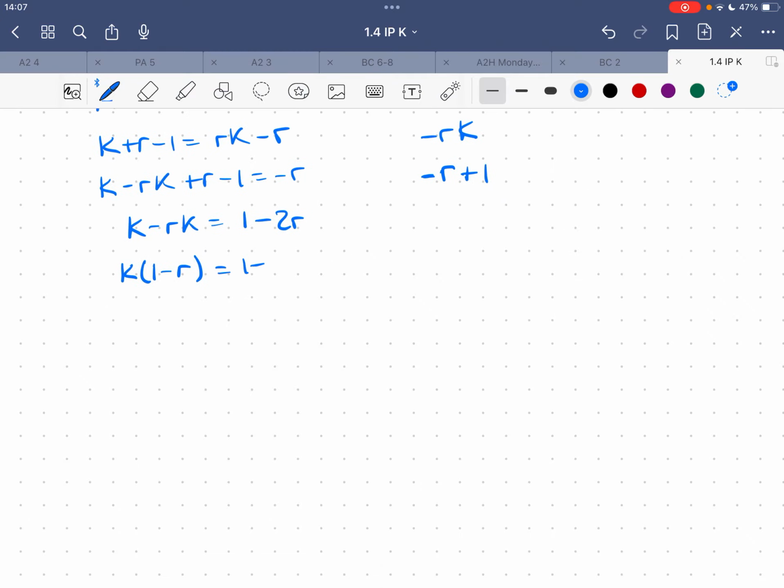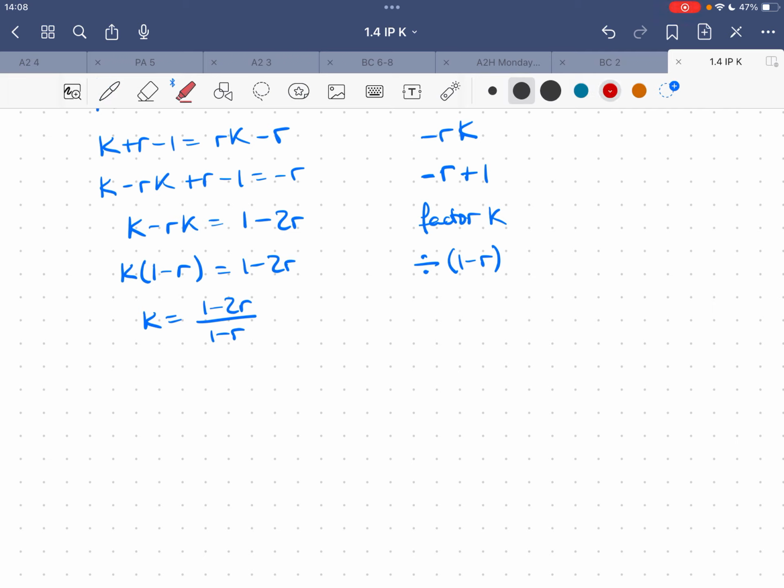And that's called factoring. And once I factored, here I factor. And here I'm going to divide by that parenthesis so that the k is by itself. And that would be the answer. And then the last problem, number 10.